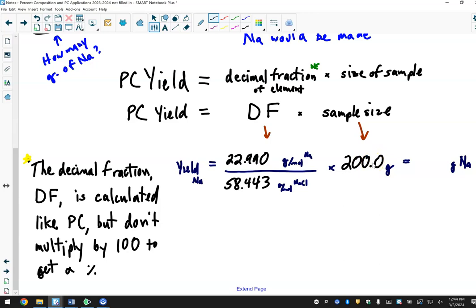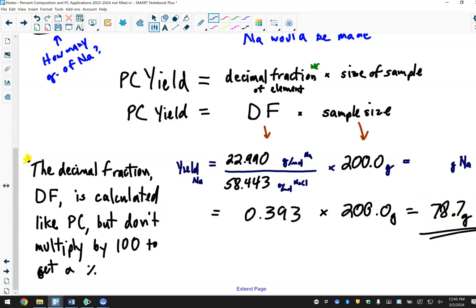So if you do the math real quick, it's 22.990 divided by 58.443. This ends up being 0.393, right? And then that's going to be that fraction, that 39.3%, of the 200 grams. So times 200 is 78.7 grams. So that's the amount of sodium that you could get out of 200 grams of sodium chloride.